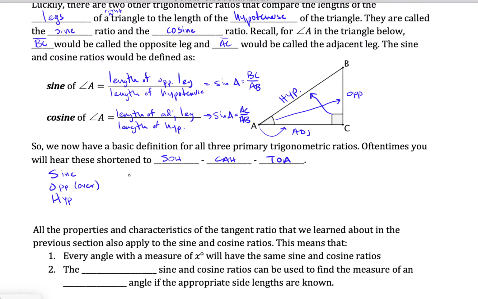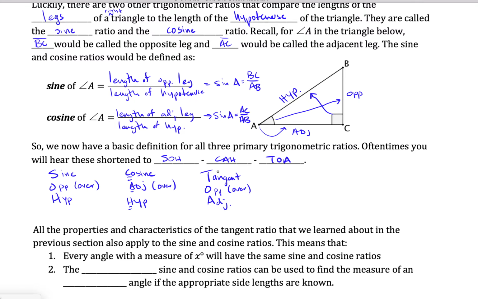The ka part is the cosine is the adjacent over the hypotenuse, so we can see C-A-H for ka, and the TOA tells you that the tangent ratio is the opposite over the adjacent. So SOHCAHTOA, you'll want to commit that to memory.